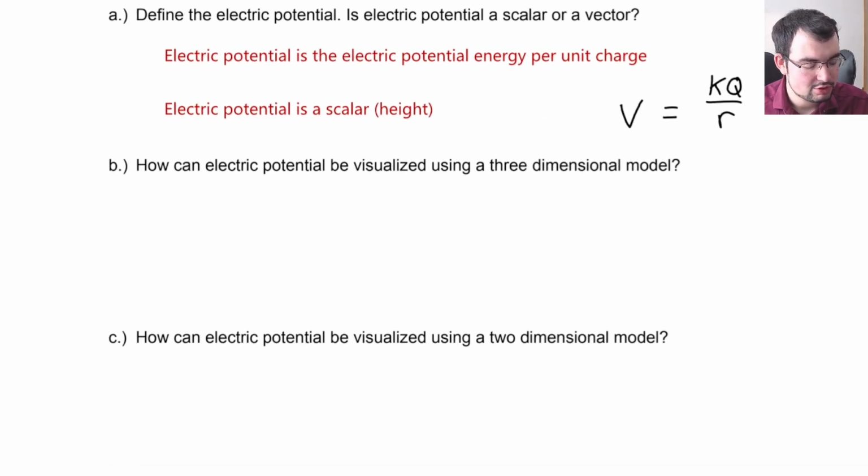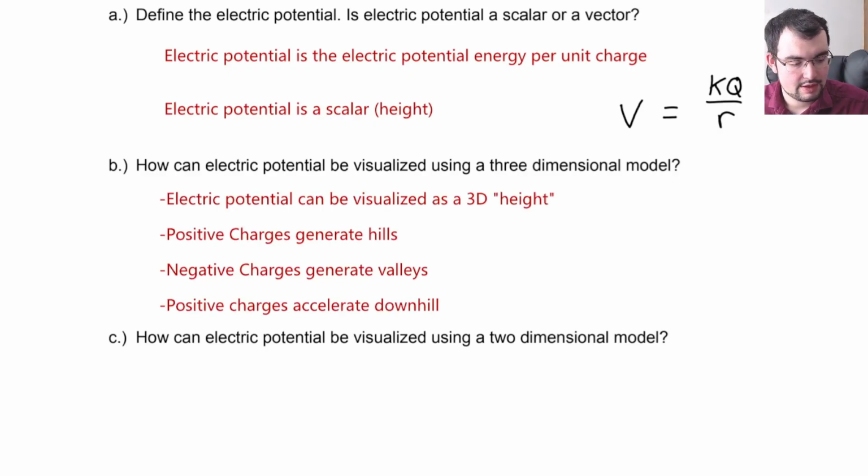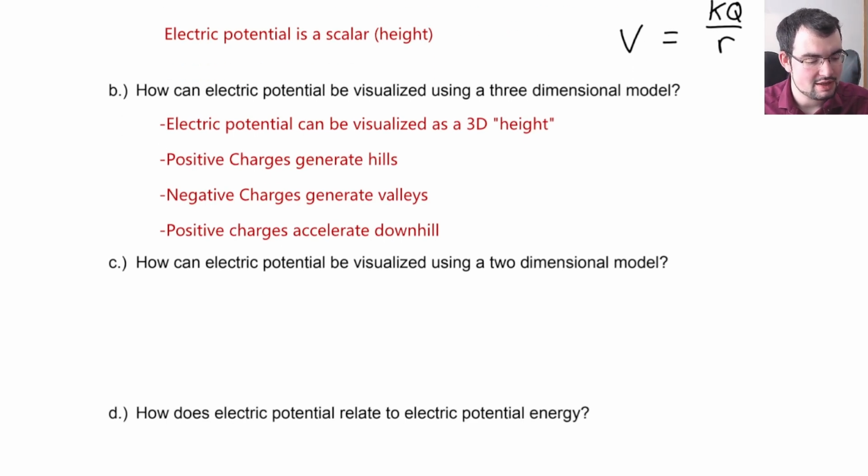How can electric potential be visualized in 3D? Well, we say that V is sort of the height at any given location. So you think about sort of extending the xy plane up a height for whatever the potential is at that location. So we say that positive charges generate hills, negative charges generate valleys. So that means that positives will accelerate downhill.